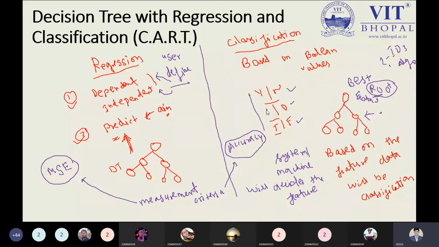In regression, we have decided on two important variables, one a dependent variable and one an independent variable, and our objective is to predict our outcome. In the case of regression, if we need to analyze the model and measure its performance, we have MSE, the mean square error, mean absolute error, and root mean square error as the various parameters by which we can evaluate our model.